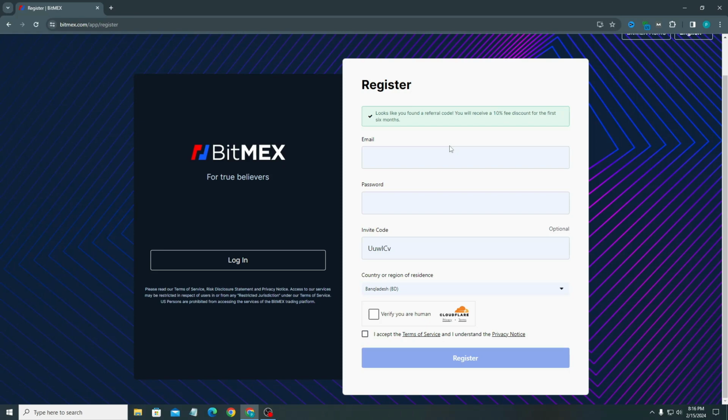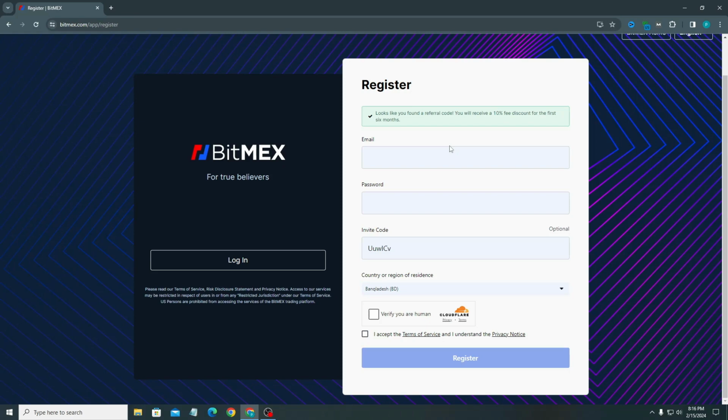Okay, so here you can simply see the interface. You need to put your email and your password, and if you follow the referral link, then you will be redirected to this section, and the referral code will be automatically shown over here.